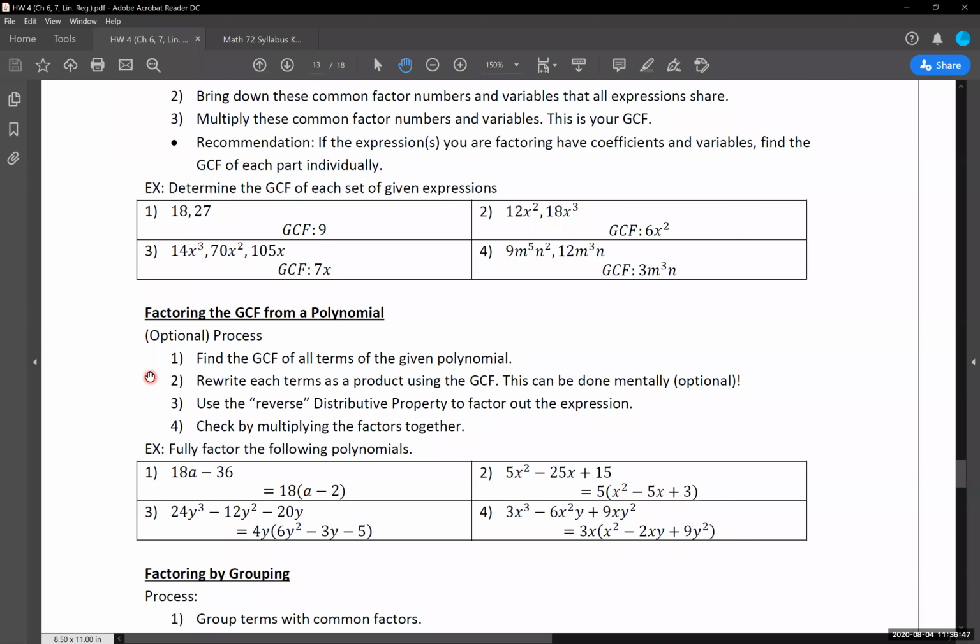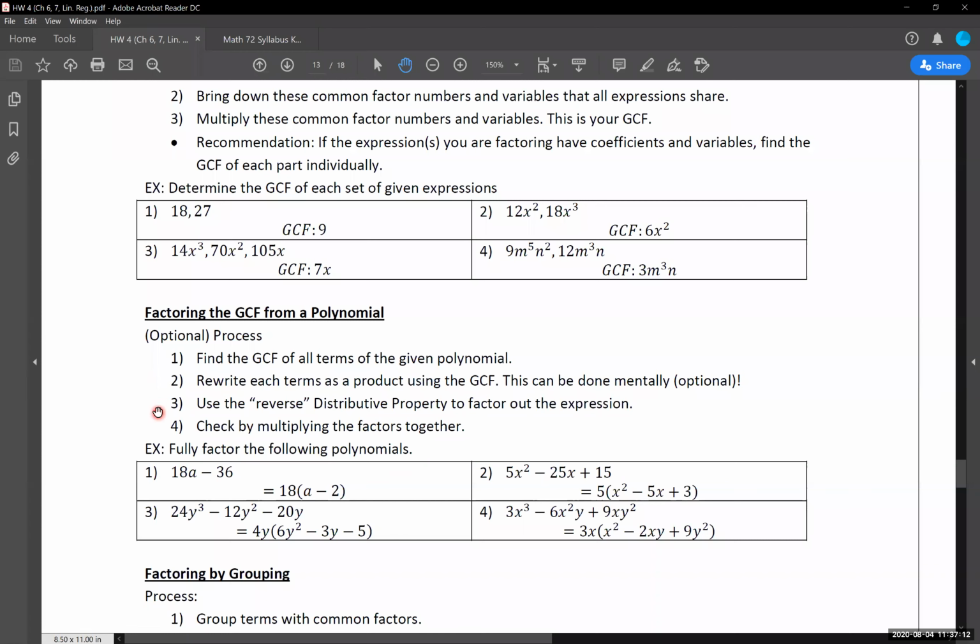So this is kind of an optional one you can do, but rewrite each term as a product using the greatest common factor. Meaning we're going to basically break this thing down into our greatest common factor times something that gave us our original problem. This can be done mentally. It's an optional one if you can. It's your choice on how you want to do that.